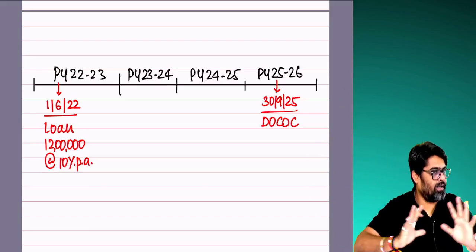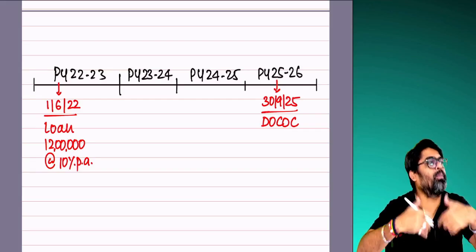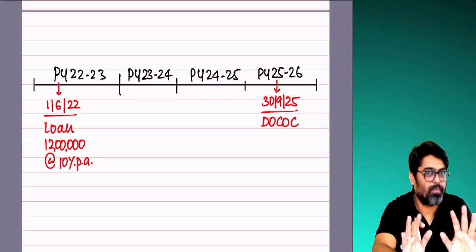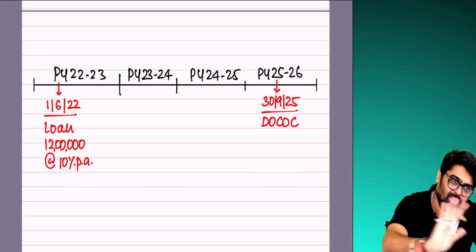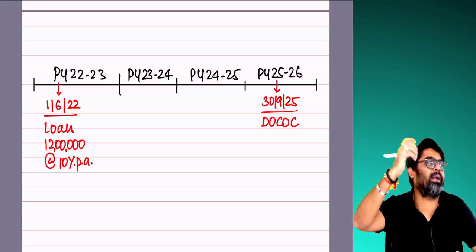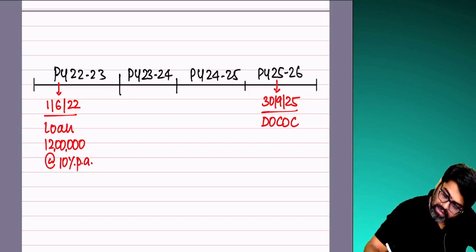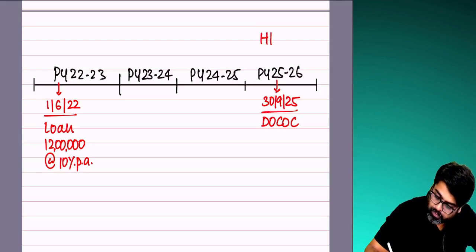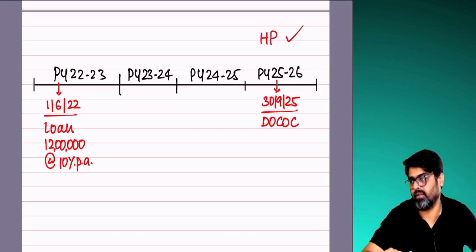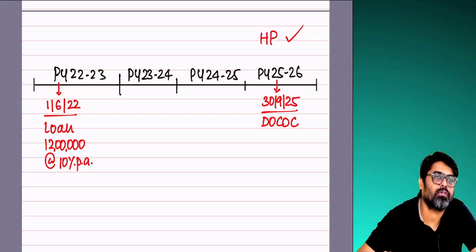Till the structure is ready to be used as a property, there is no house property. When do you get house property? When the construction is completed. When was the construction completed? The construction was completed in 25-26. So can I say house property came into existence in 25-26 for the first time? So I have a house property in 25-26.